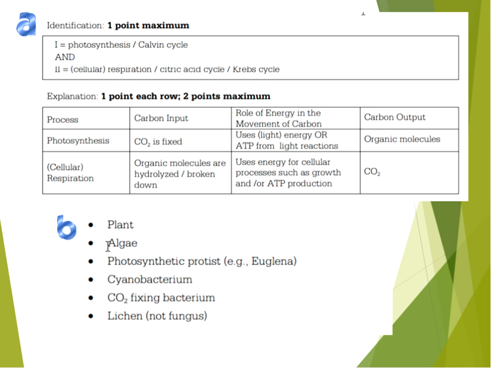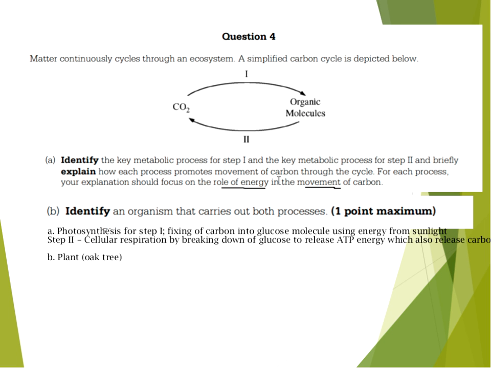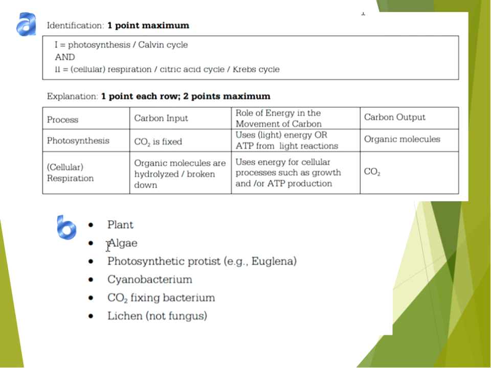Then in the explanation, for the photosynthesis, we would need to involve some terminology about carbon dioxide being fixed. So we said that carbon was fixed, and that the energy is using light energy, or you could have said ATP energy from the light reactions, because remember ATP is formed during the light reactions. So either one of those, but we said light energy, and forming the organic molecule. And we said that we fixed the carbon into the glucose, so that's the forming of the organic molecule using the energy from the sunlight. So we would have gotten that point.